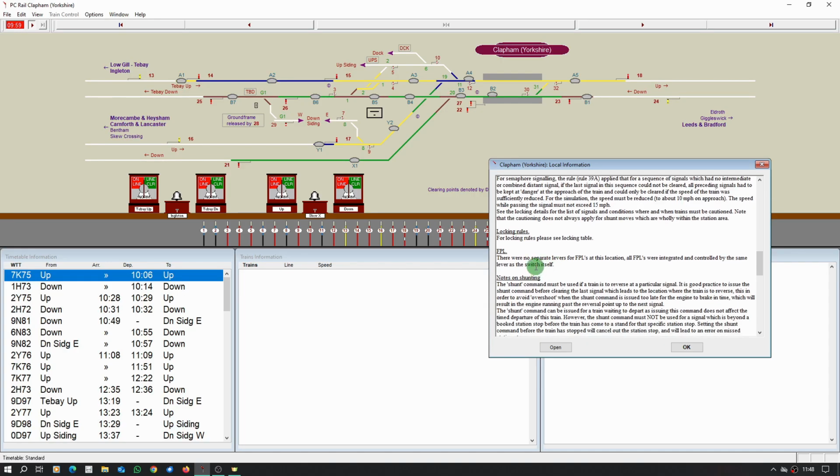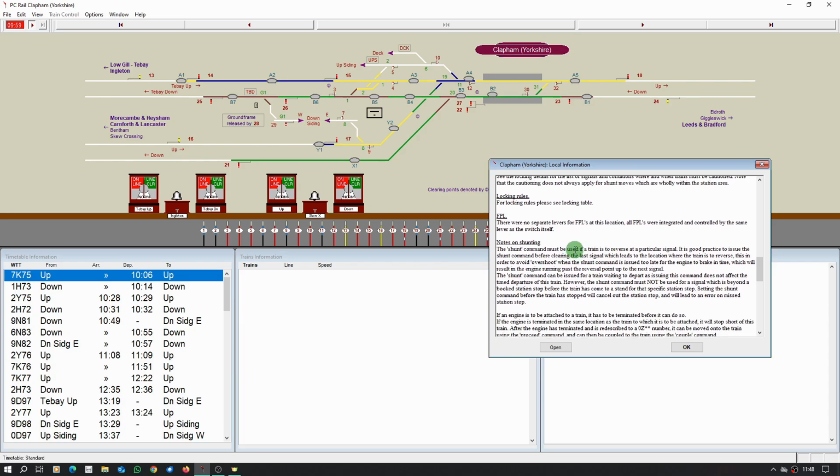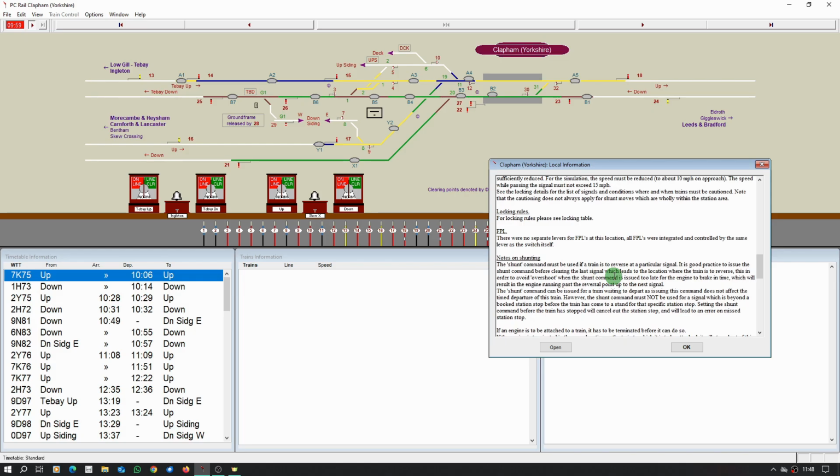There's no facing point locks at all. They're all combined with the actual lever, so it's like a Midland Eco lock. So there's just one lever to work the points and the lock at the same time. Quite a clever device. If you have a look at Midland Eco locks, you'll see how they work.